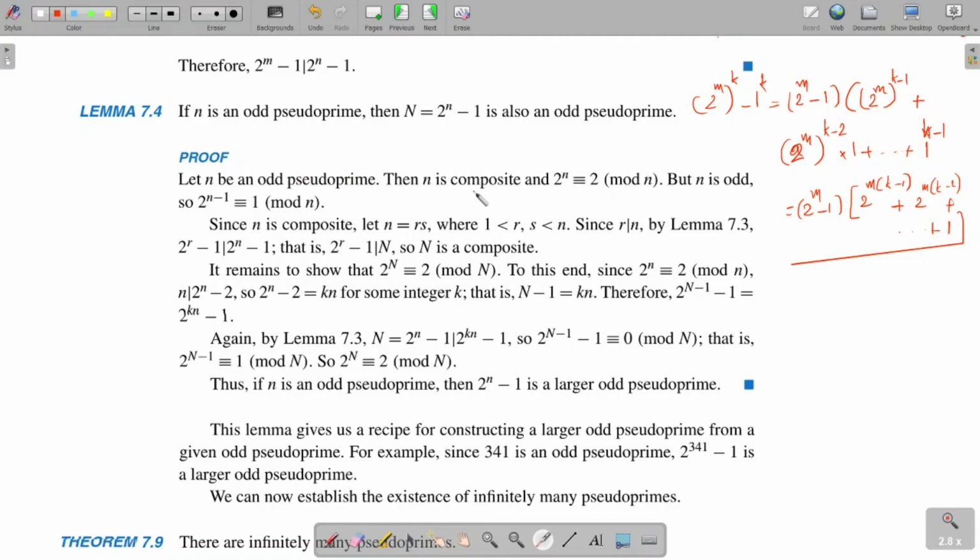Odd pseudoprime means that it is a composite number and it satisfies the congruence 2^n congruent to 2 mod n. Since n is odd, 2^(n-1) is congruent to 1 mod n. The result we use here is: we have the congruence if ac is congruent to bc mod n. To cancel c in this congruence, the GCD of c and n must be equal to 1. We have proved this result. If so, we can say a is congruent to b mod n.